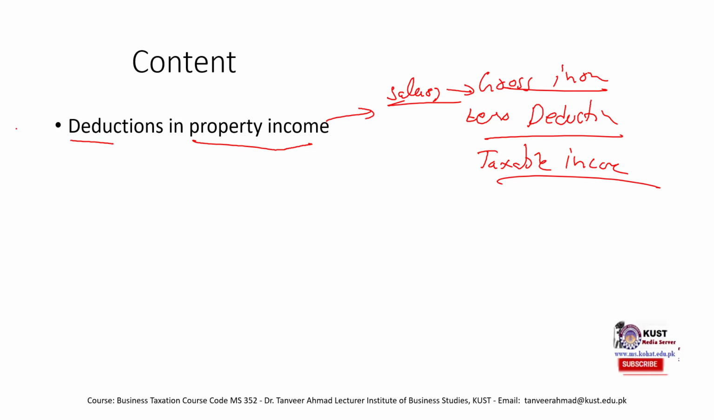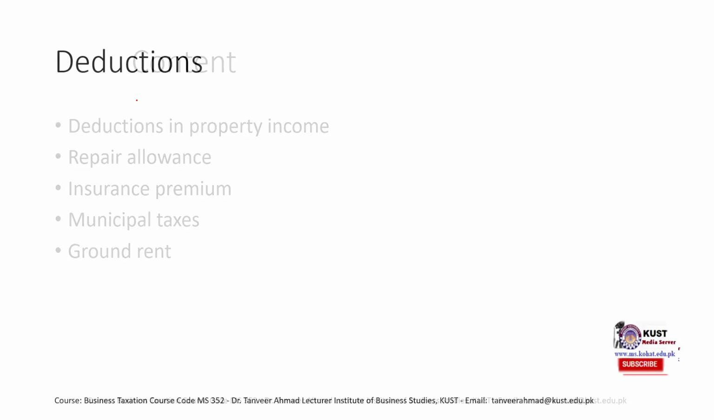In property there are certain deductions that are allowed by the law, and we are going to specifically discuss these deductions in this lecture. We will discuss repair allowance or repair expenses that are conducted on a property. Those repair expenses are allowed as deduction. Then insurance premium paid to insure the property against damage is again deductible. Then municipal taxes and ground rent.